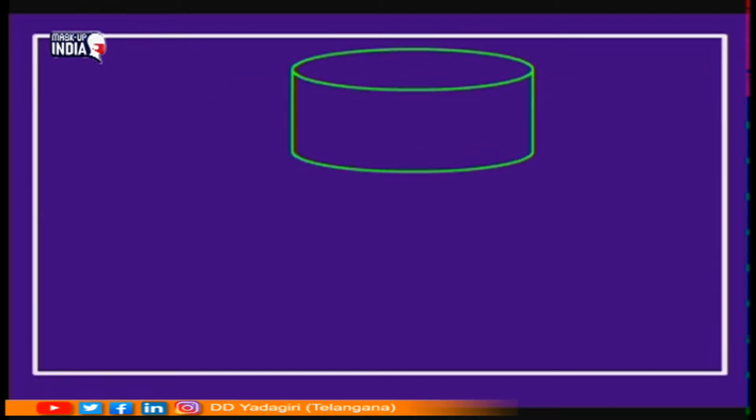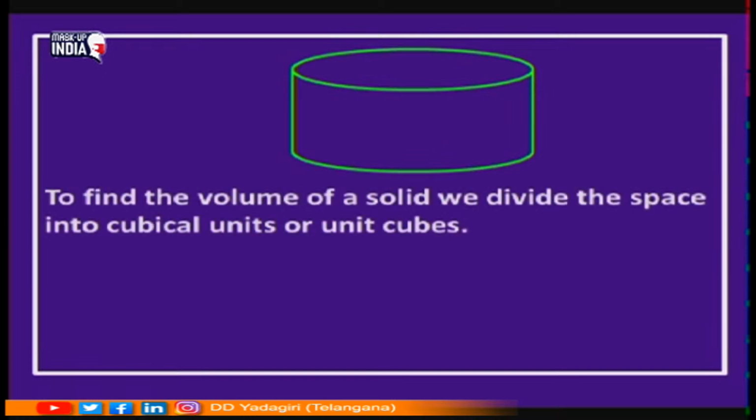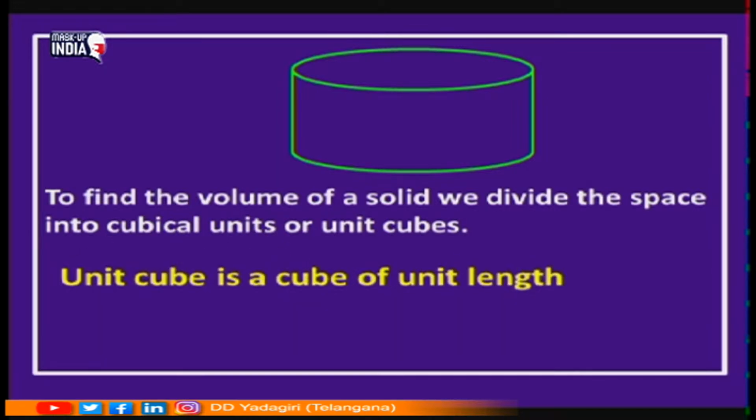Now, this is a three-dimensional object, isn't it, children? How do we find the volume of such solid objects? To find the volume of such a solid, we divide the entire space into cubical units, or unit cubes. But what is a unit cube? A unit cube is a cube of unit length. That means a cube whose edge length is 1 is called a unit cube. Got it, children?